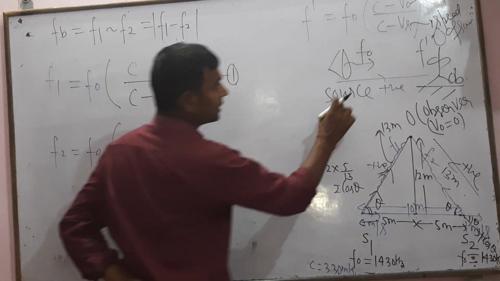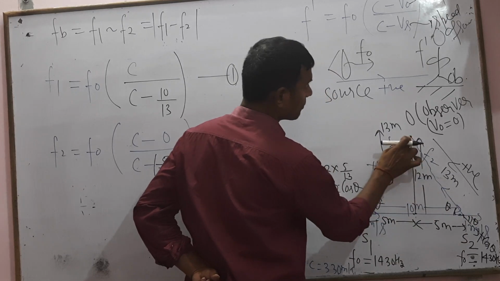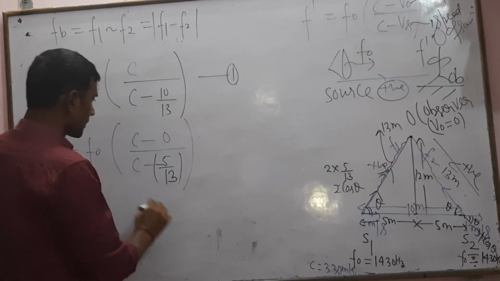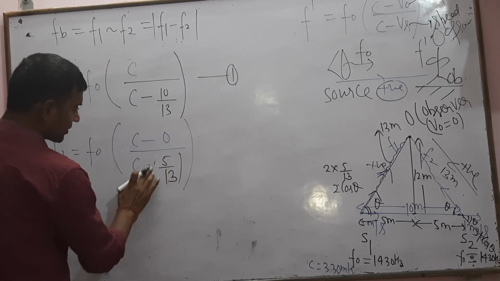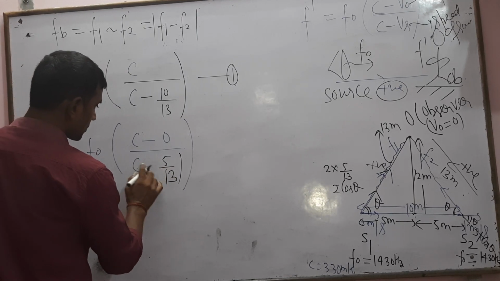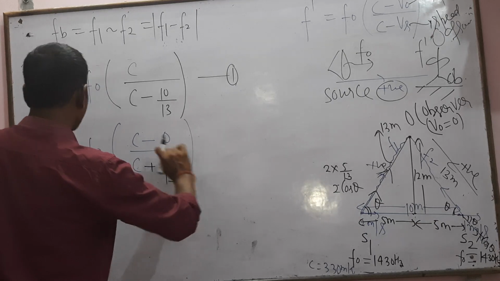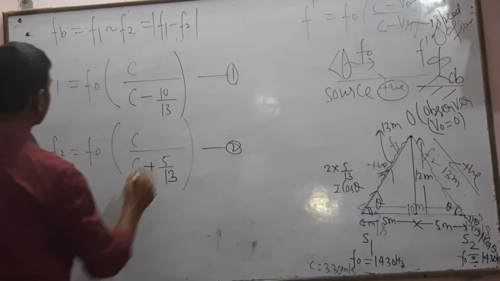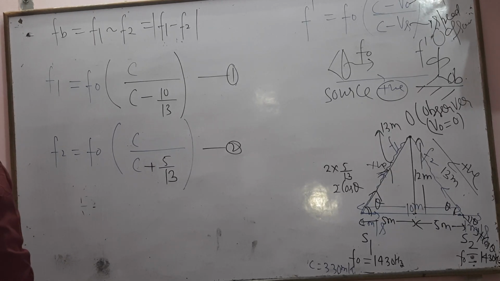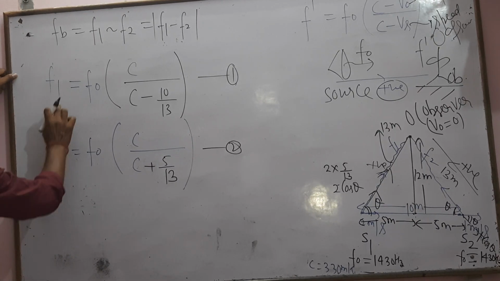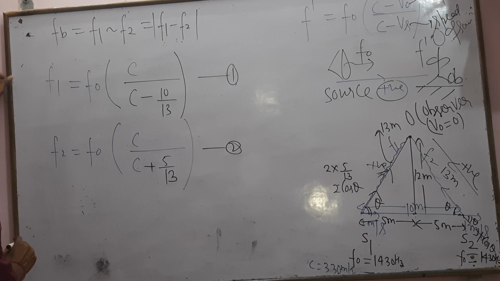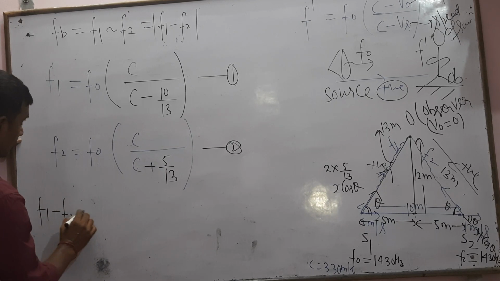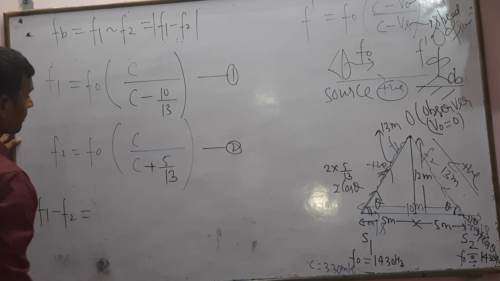We need source to observer: the source is here, the observer is here, so this is the positive direction. So negative of negative will be positive. This is plus, and we try to simplify. This is equation number 2. According to equation number 2, we try to find this. This will be F1. Let us suppose we want F1 minus F2.